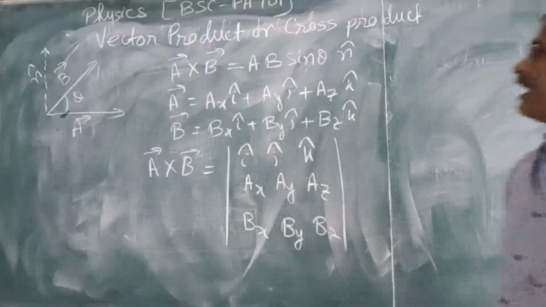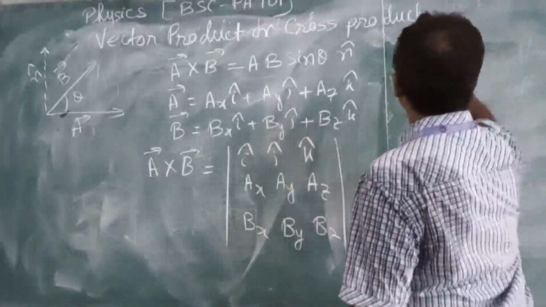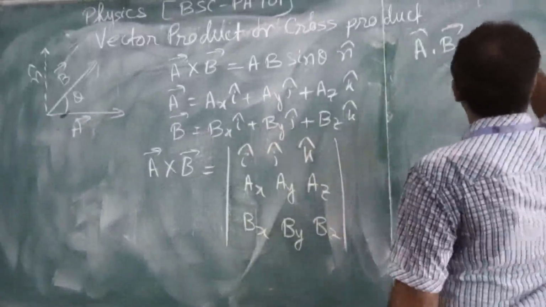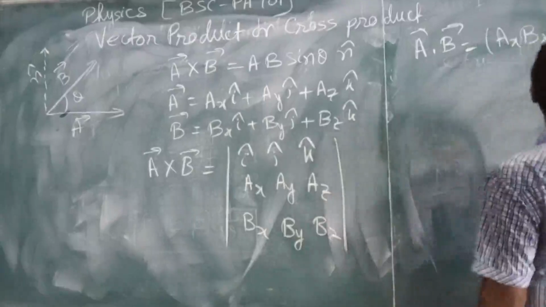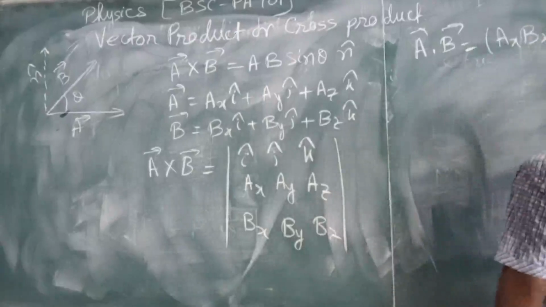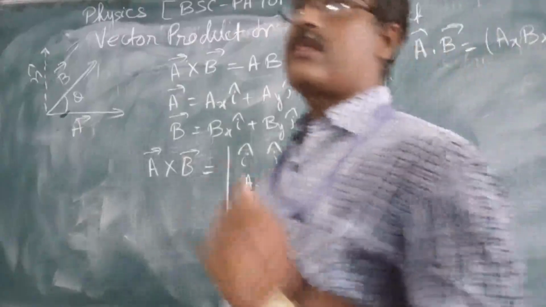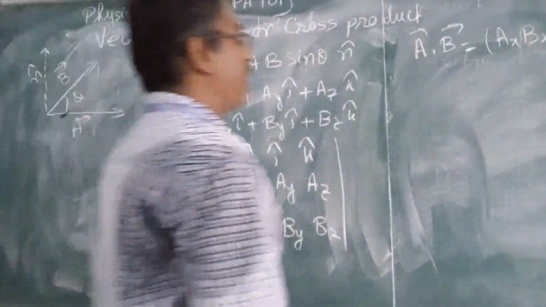And if A and B are these, then what is A dot B? A dot B equals AX BX plus AY BY plus AZ BZ, because i dot i equals 1, j dot j equals 1, k dot k equals 1.